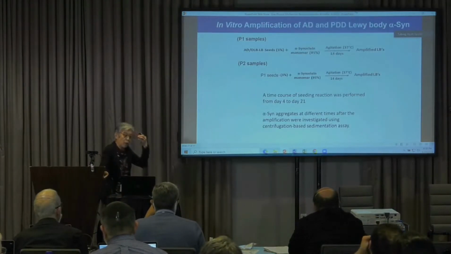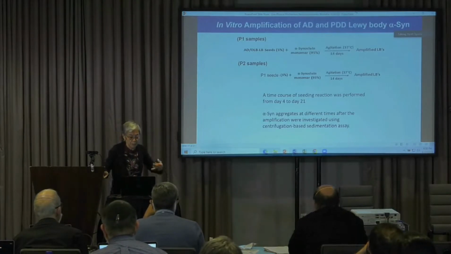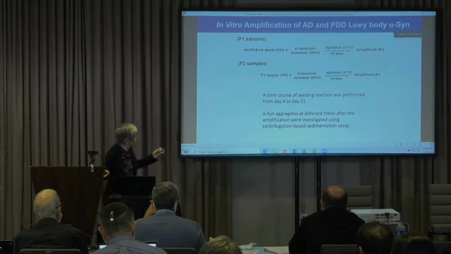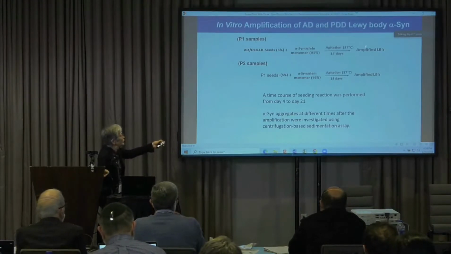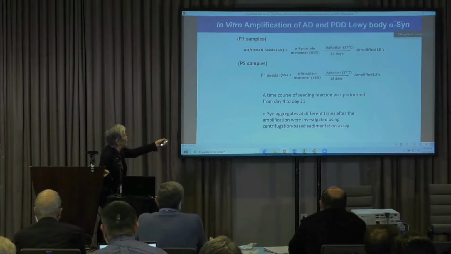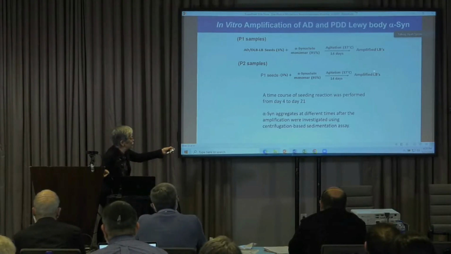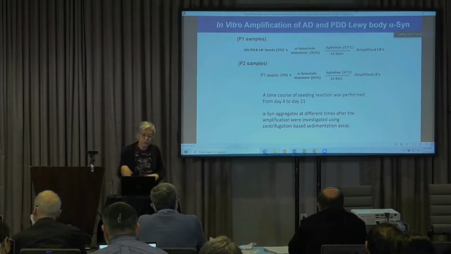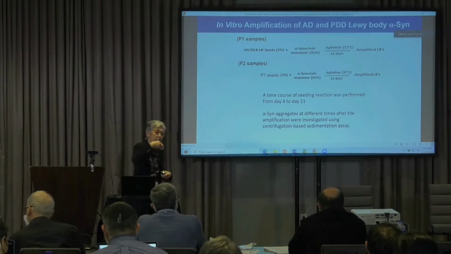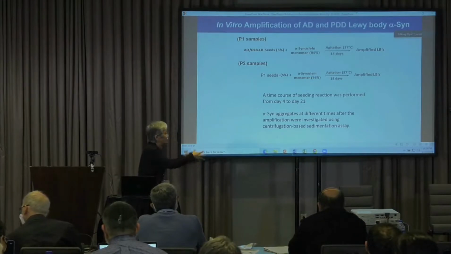And then we wanted to see whether we can amplify this more. So what we did was the same thing as what I just showed you. We took a little bit, 5% of the seed, with the monomer, agitated, and then we take this, this is P1, and then we do it again and we generate P2. In theory, you should be able to do it over and over again. By doing this amplification procedure with monomers, you're diluting your contaminants more and more. So hopefully, eventually, you get a preparation that has very little contaminant.